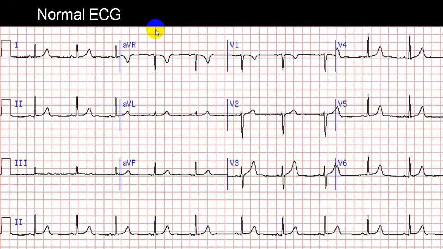This is a normal ECG. You can compare now. Lead 1 and AVL are upright, AVR is negative. And if you look here, there is a gradual increase in the R wave. So this is normal progress. So this is a normal ECG.